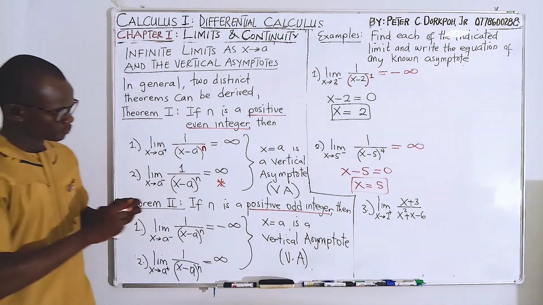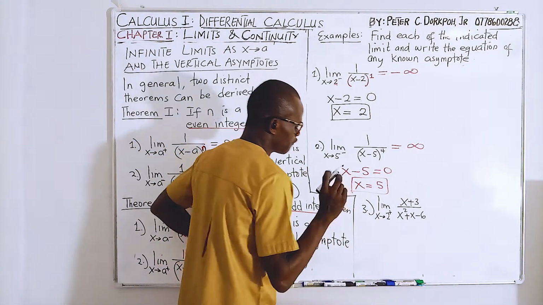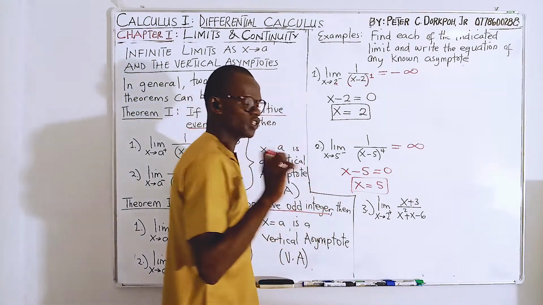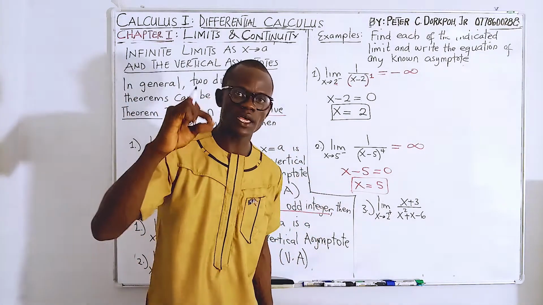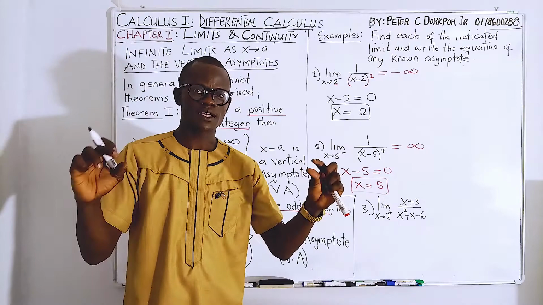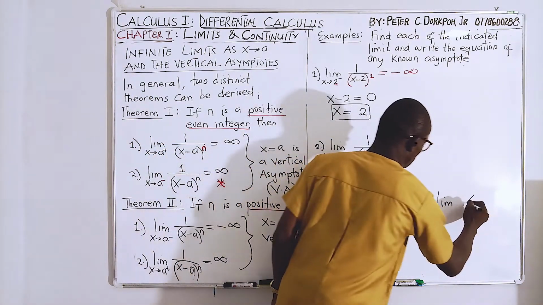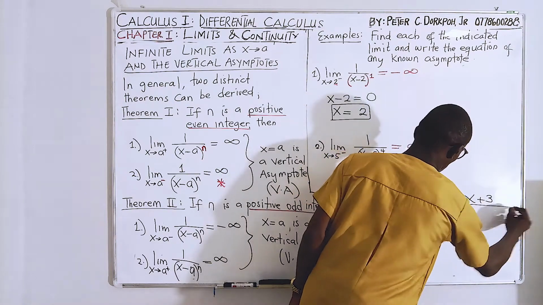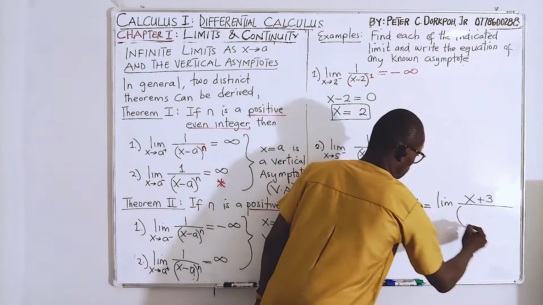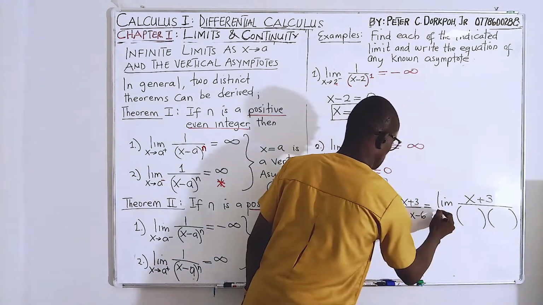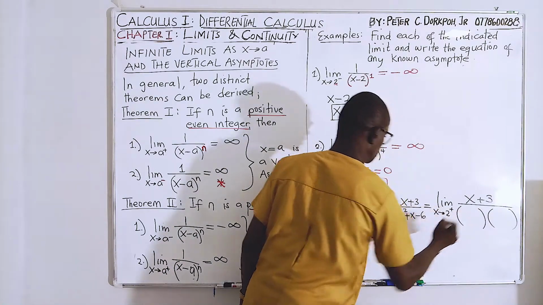Now the last one. The first thing you must do is to ensure that in the numerator and the denominator there is no common factor. If we look down here, we can factorize the denominator. So first get rid of the common factor. x approaches 2 from the right.